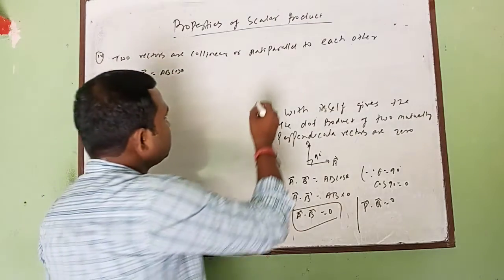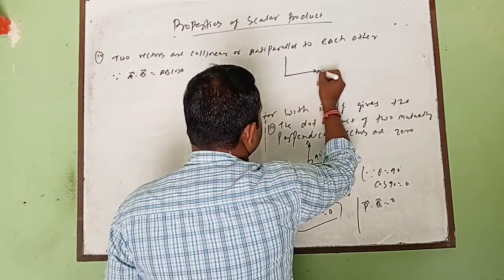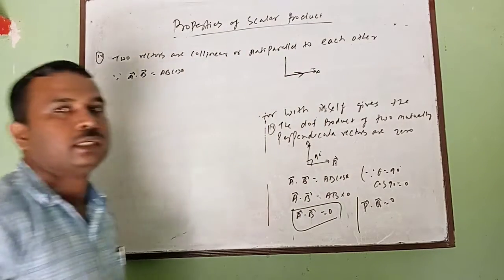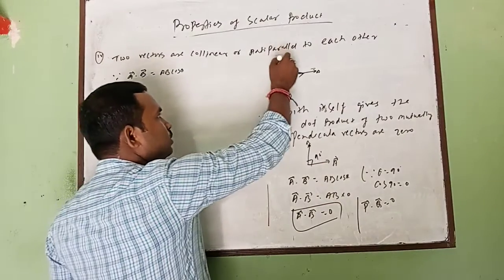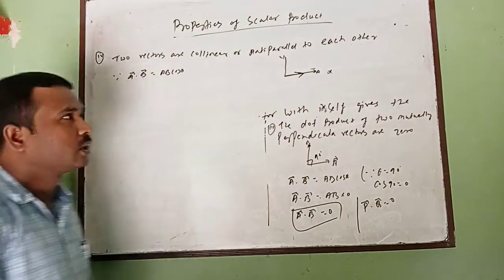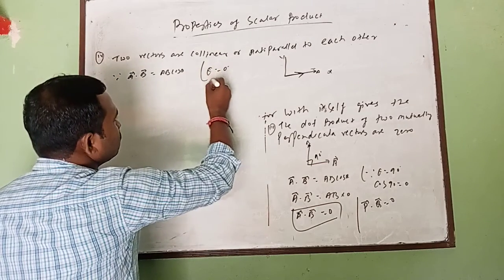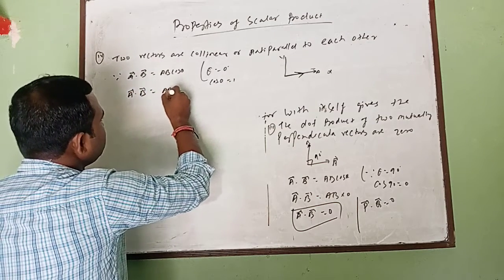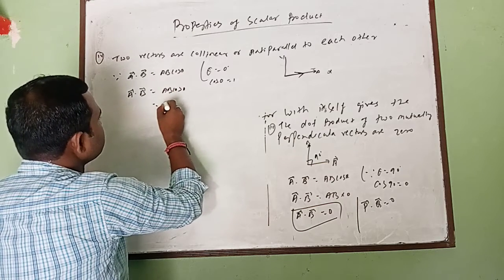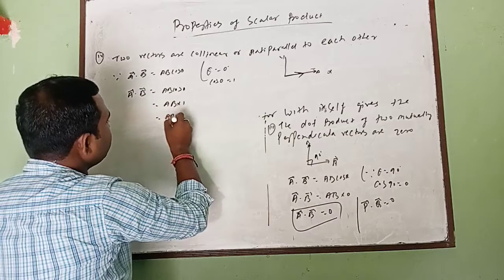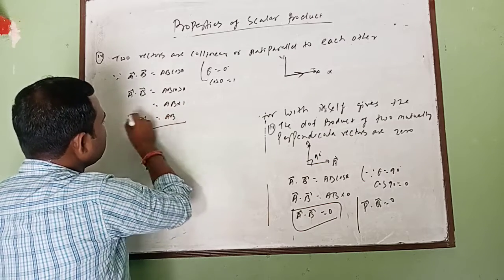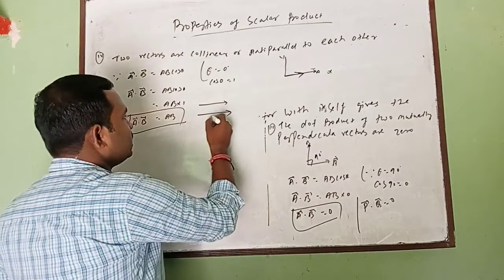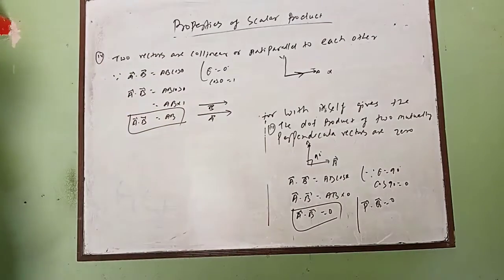But you know that parallel means what? Suppose one vector is here and another also lies along the same line, maybe along the y axis, this will be the x axis or any axis. In that case theta will be 0, and you know that cos 0 is 1. So A dot B equal to AB cos 0, means AB into 1 is equal to AB. So vector A dot vector B is AB when the two vectors are parallel.